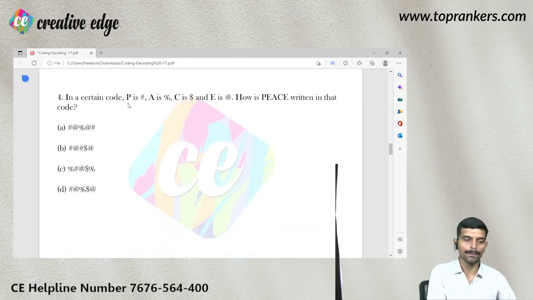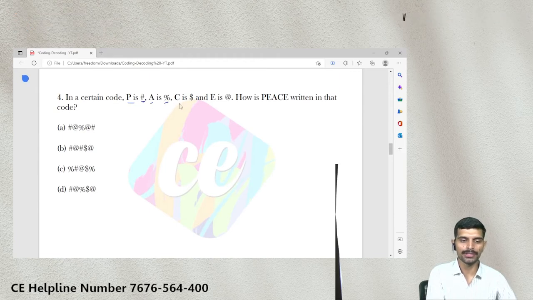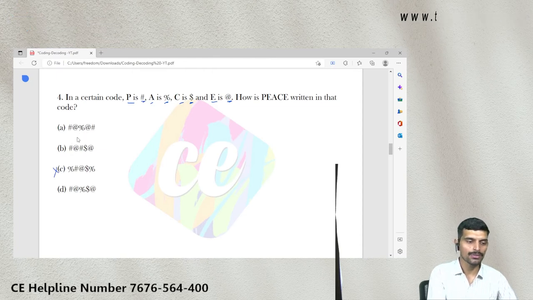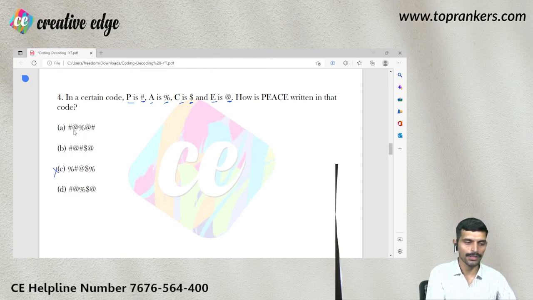In a certain code, P is hash, A is percent, C is dollar, E is at the rate. So how is PEACE written? So this is quite simple. P starts with hash. So we can eliminate this C option. Then E is at the rate. So we have at the rate at second position. A is percentage. So third is percentage here. It is not percentage. First, second, third, percentage it is. Fourth, C. C should be dollar, not at the rate. So I can eliminate option A as well. And the answer will be option D.